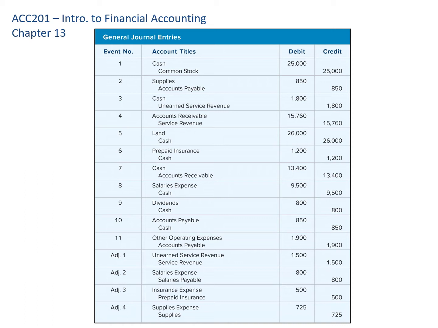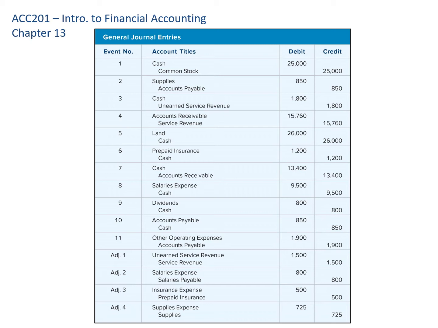The next transaction, number 2, we purchased $850 of supplies on account. So what categories are being impacted there? Assets are increasing and liabilities are increasing. I increase assets with a debit. I increase liabilities with a credit. So I debit supplies, that's stuff I own, it's on my balance sheet. I debit supplies for $850 and I credit accounts payable for $850. Keep in mind, you can see here that in every single transaction debits equal credits. That's critical.